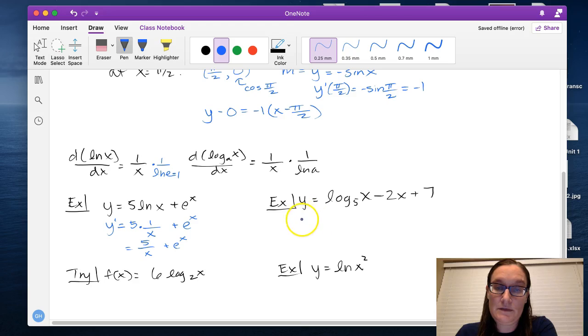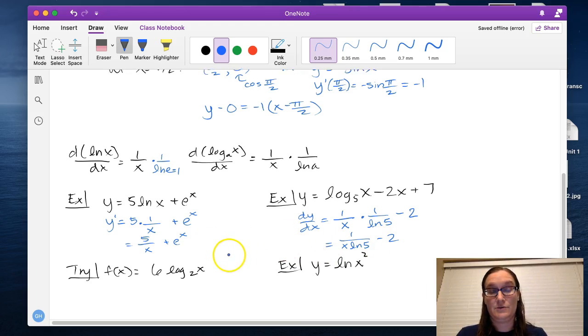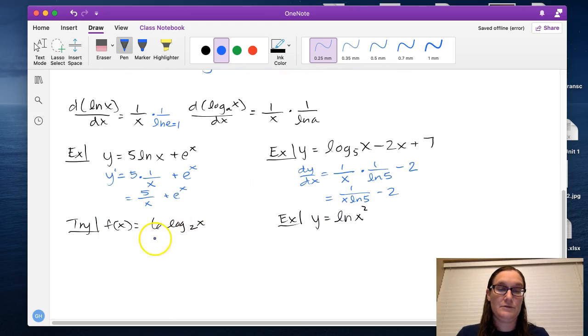For this one, log base 5, derivative of that. So derivative of log base 5, you're going to do 1 over x times 1 over the natural log of 5. And then derivative of 2x is 2. And derivative of 7 is 0. You could leave it this way. You could combine it as a fraction. I don't really care on that. Usually if it's simple simplification, I go ahead and do it. If it's more complicated than that, I don't worry about it. All right, so here's one for you to try.